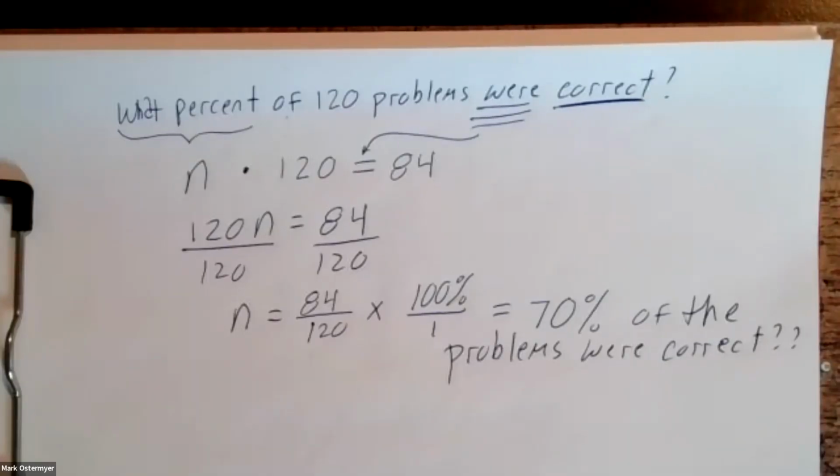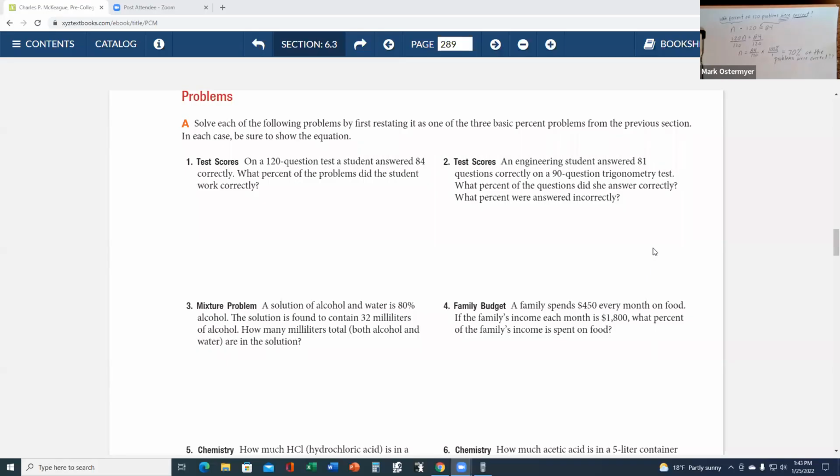Any questions how we translated that word problem into an equation and then solved the equation to answer the problem? Let me just try to do a couple more of these. The more of these you do, the more experience you're going to get. Number 2, an engineering student answered 81 questions correctly on a 90-question trigonometry test. What percent of the questions did she answer correctly? What percent were answered incorrectly?